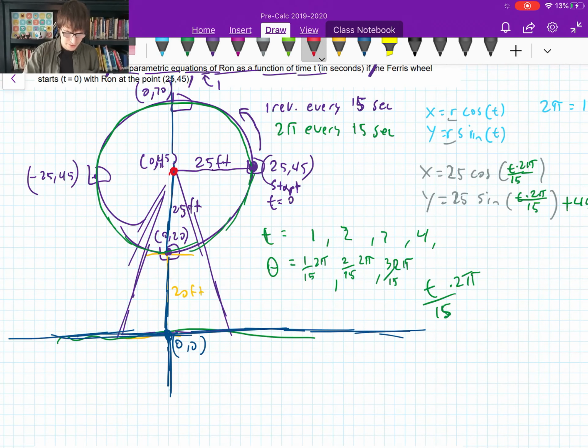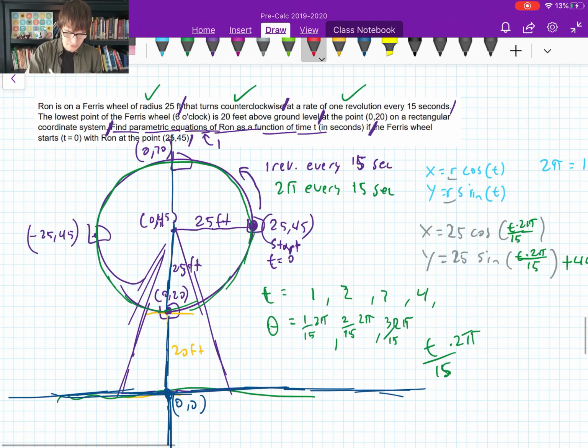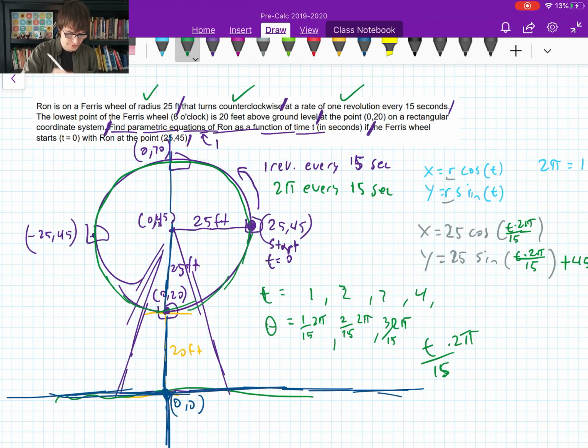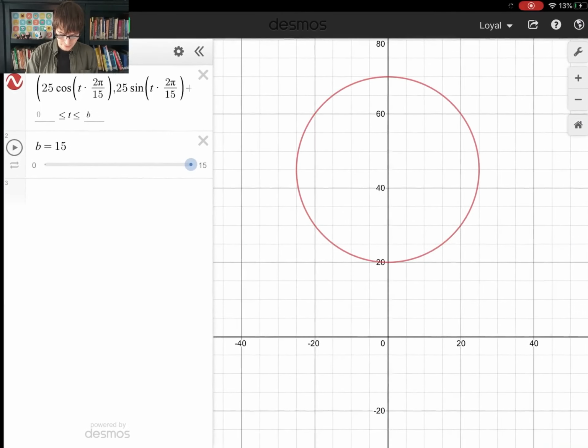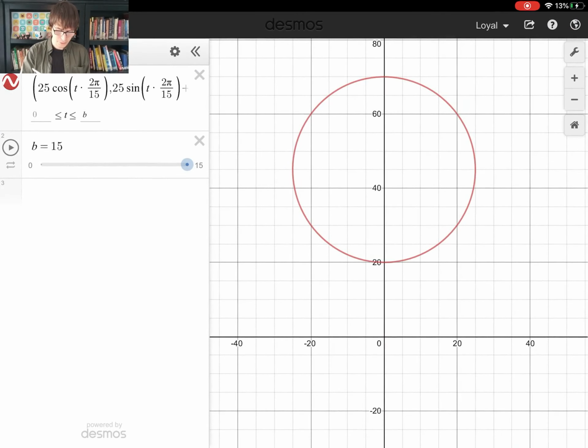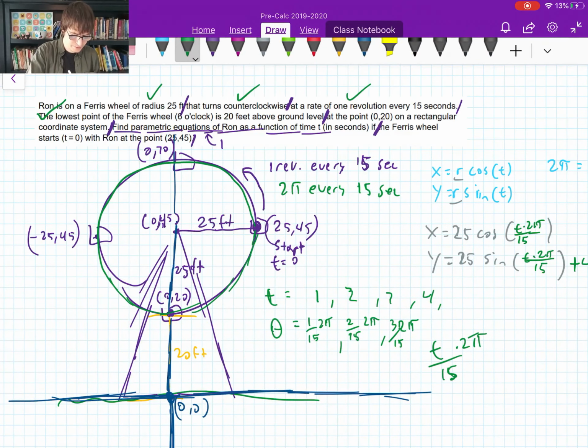Okay, good. So that means that is good. There we go. And, oh, yes, the lowest point is actually, that's not the right one. The lowest point is 20 feet above ground level at the point 0, 20 in the rectangular coordinate system. So that hits it. If we go back to this circle, yeah, it hits 0, 20. That's exactly where the bottom is. Okay, so we just finished that.